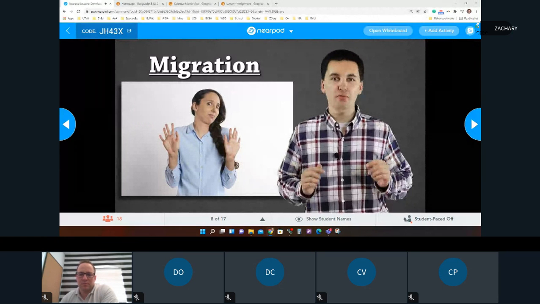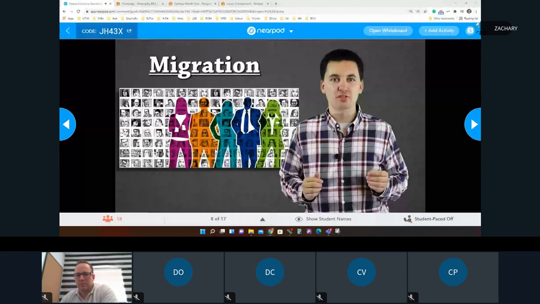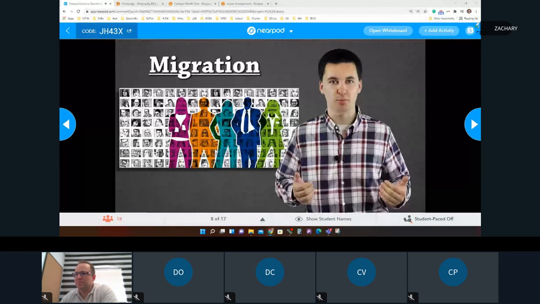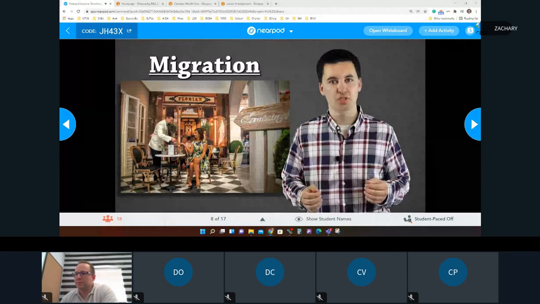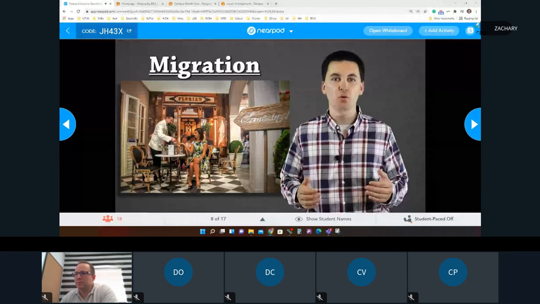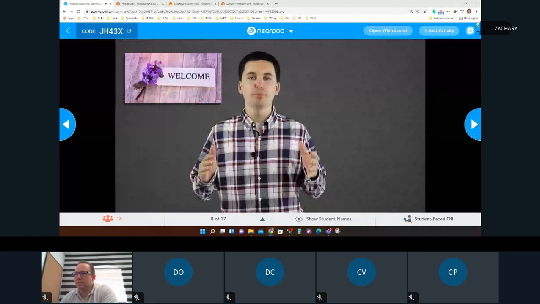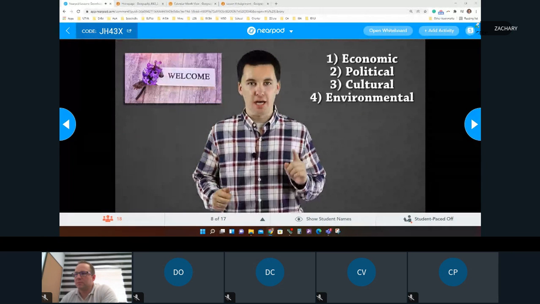Now, pull factors are a little bit different. Pull factors are what would attract someone to an area. A pull factor makes you want to move to that location. It makes you want to go to a certain area. We can break pull factors down into 4 main categories: economic pull factors, political, cultural, and also environmental.